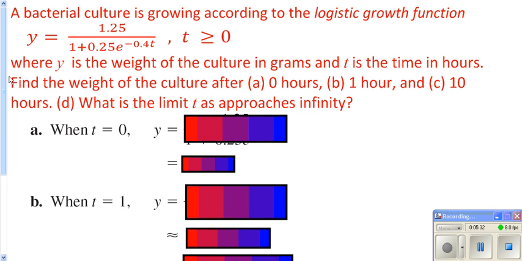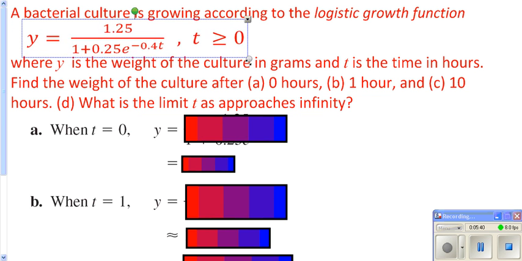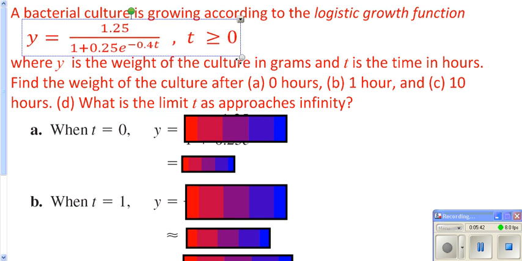Well, here we have our bacteria growing at a rate. It's a logistic growth function, which is this here. Now, this is your logistic growth function. You want to know, okay, what happens for the size of my culture at 0 hours, meaning initially what's the size? What is it after 1 hour, after 10 hours? And then what is it as your time goes off to infinity?